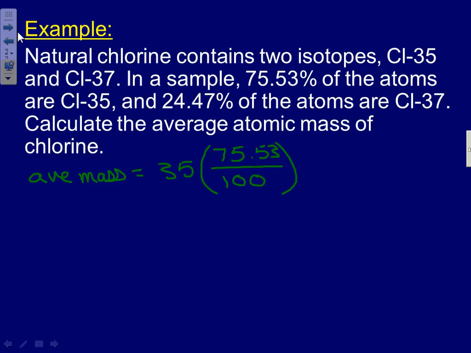I then want to add to that, I did it up and down on the board, but we can just put it beside it, the chunk of the mass that's due to the 37. 37 times 24.47 divided by 100. When you do this little calculation, you'll get the chunk of the mass that's due to the 35s. When you do the second calculation, you'll get the chunk of the mass that's due to the 37s. And I would take these as individual numbers, if you could please calculate them for me.